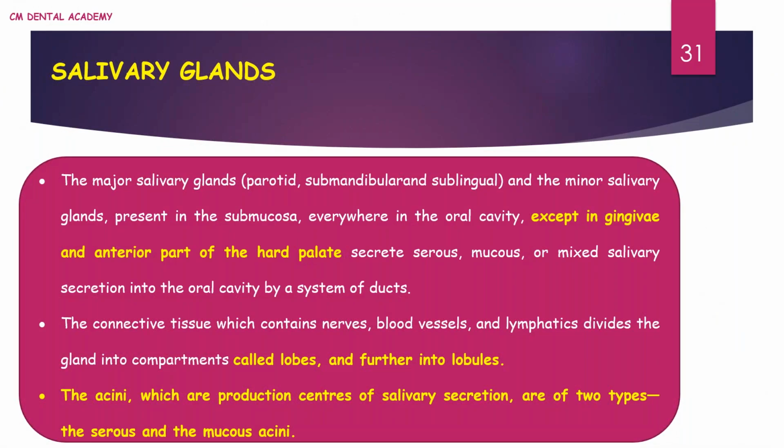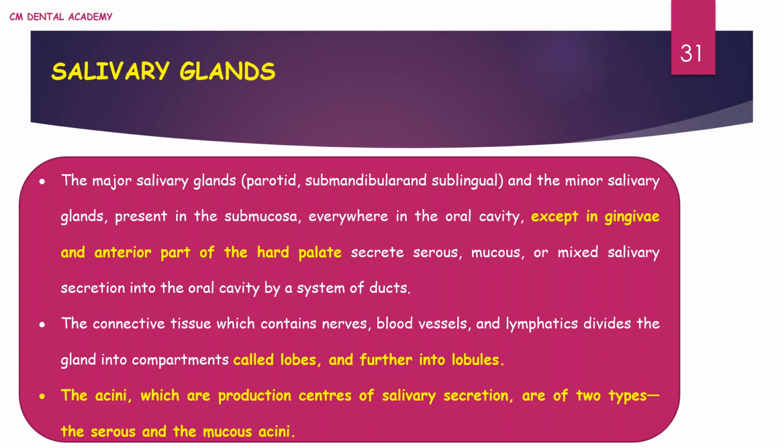Salivary glands. You all must be aware of the names of the salivary glands, how they are present, and how many are present. Broadly, salivary glands are classified into two types, the major salivary glands and the minor salivary glands. Major ones occur in pairs, being the parotid, submandibular, and sublingual glands. And the minor salivary glands are present usually in the submucosa, everywhere in the oral cavity, except in the region of masticatory mucosa, that is the anterior hard palate and the gingiva.